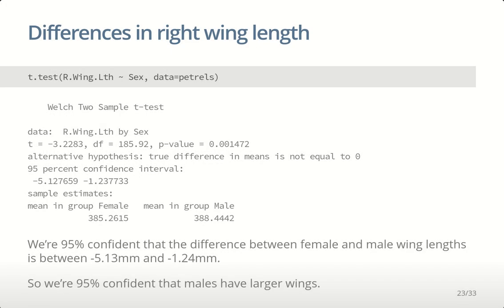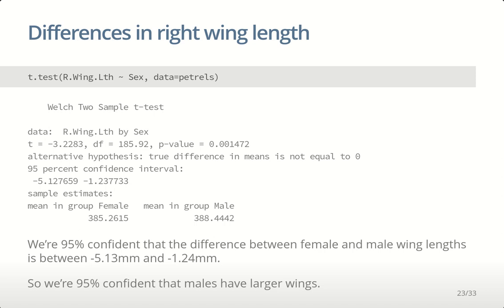So here's the same formula that we saw before for the Coopworth and Romney sheep, right? We've got the formula syntax where we've got our data set coming from the Petrels, and we've got the right wing length in terms of sex. And we see the average in the females is 385.6 and the average in the males is 388.4, so males are bigger than females on average. And we've got a confidence interval for the difference, females minus males. Females minus males is somewhere between minus 5.1 and minus 1.2.